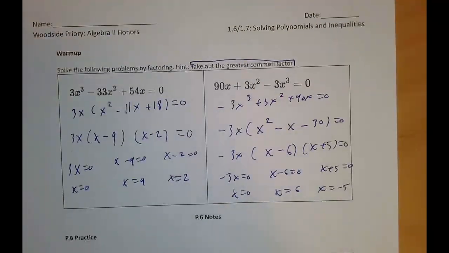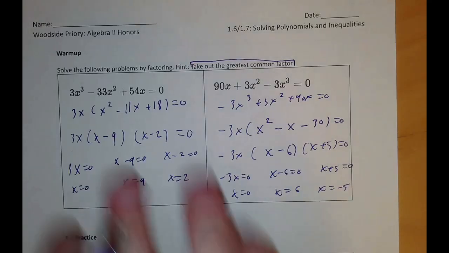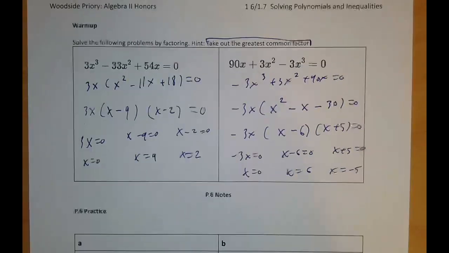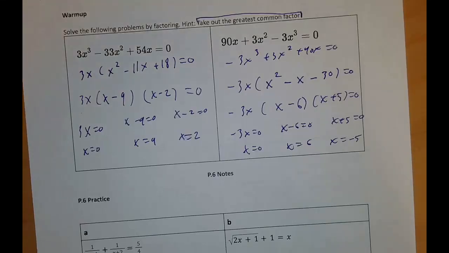So for these ones, they're similar to what you've done before with factoring, but you're just taking out a greatest common factor. That's it. Okay, we're going to move on to the notes.